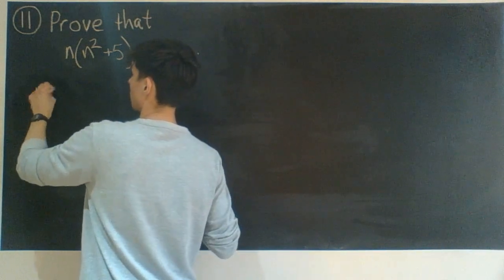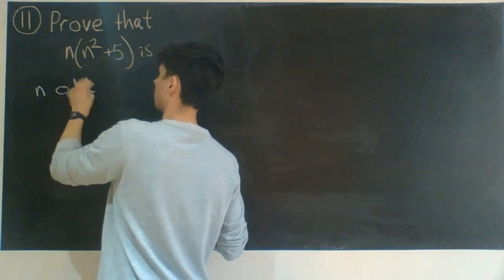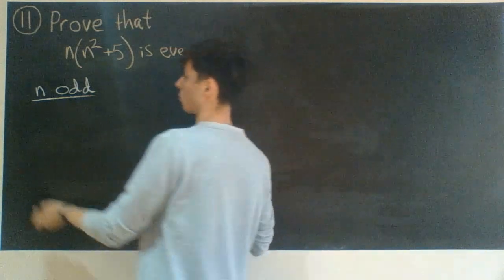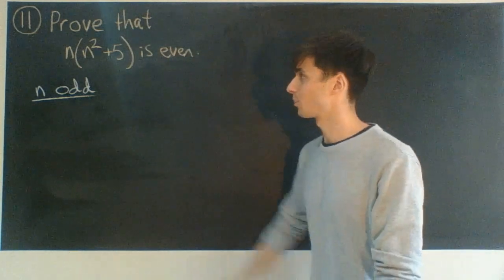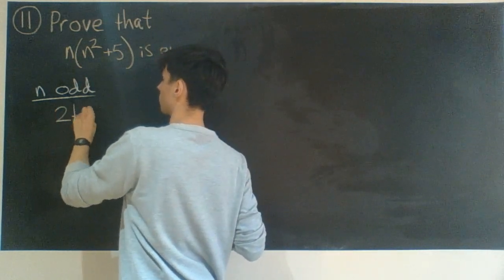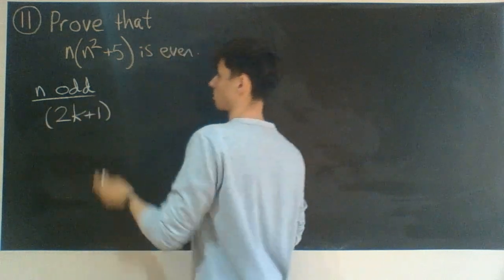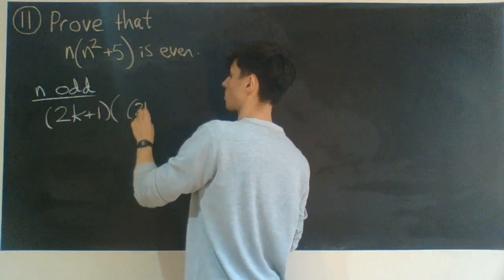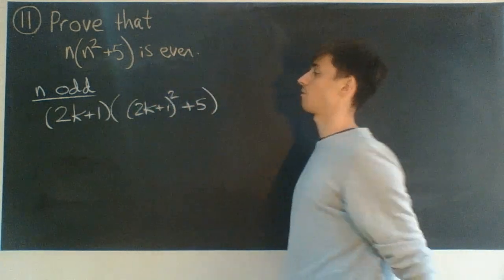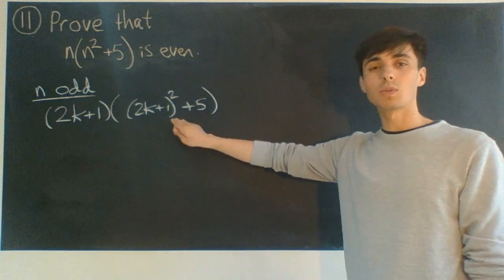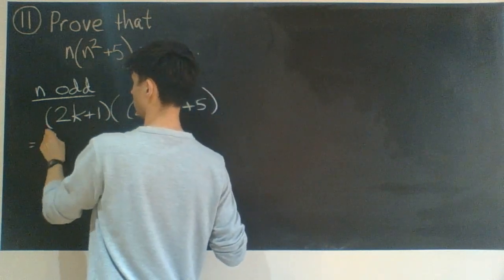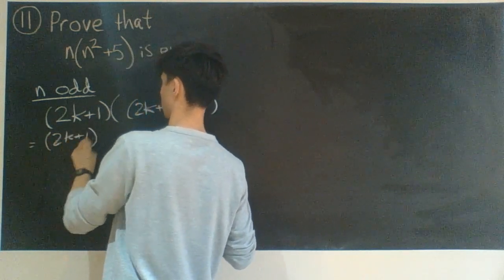So if n is an odd number, well, in these proofs, if something's an odd number, we always call it 2k plus 1. So let's write this out with 2k plus 1. N becomes 2k plus 1. N squared will be (2k plus 1) squared, and we need to add our 5 on the end. Well, now let's play around with this expression and see what happens. We can leave our 2k plus 1 alone for now.